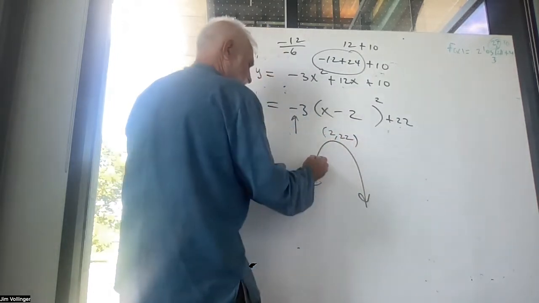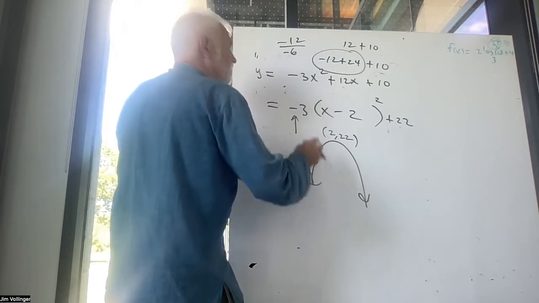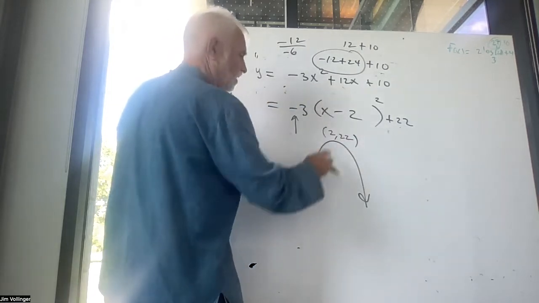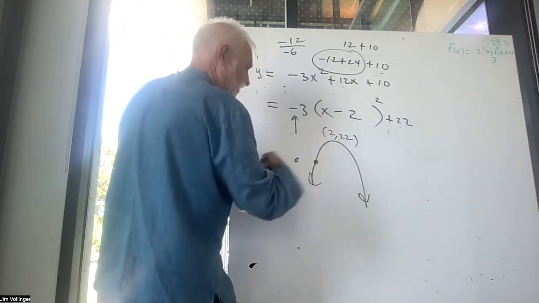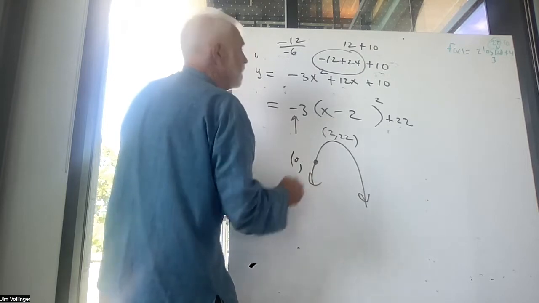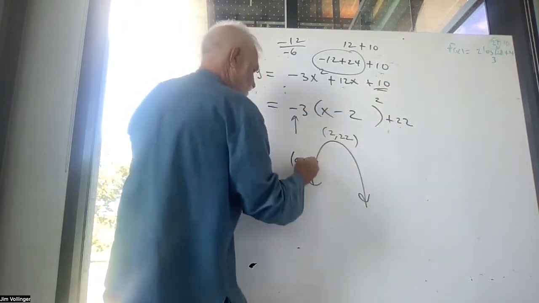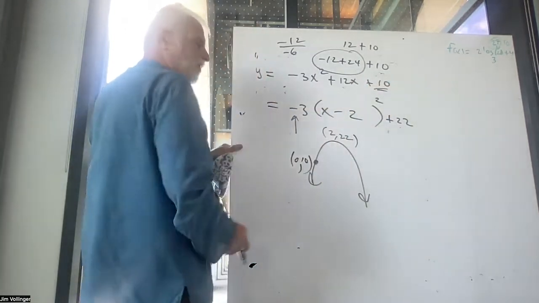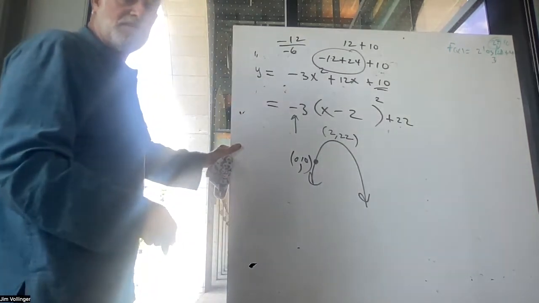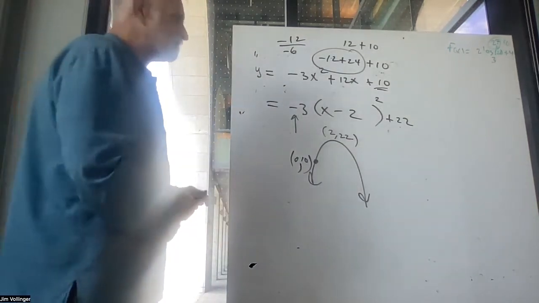I know 0 is on the increasing side if I look at that number, but I also know that 0 is to the left of 2. And I know that's the y-intercept. And if you give me the shape, the vertex, and the y-intercept, you've got a correct graph.